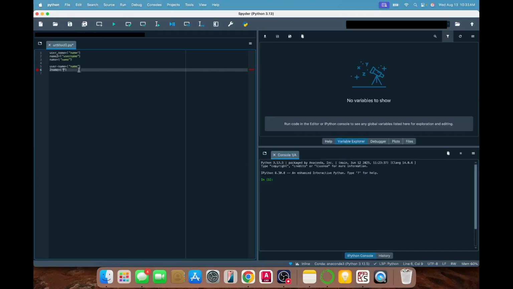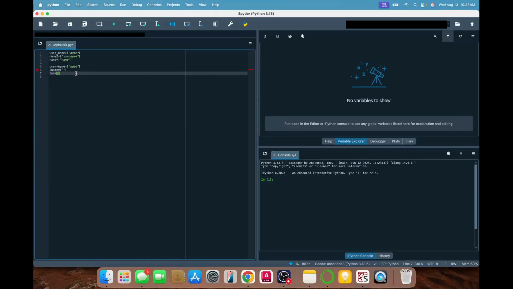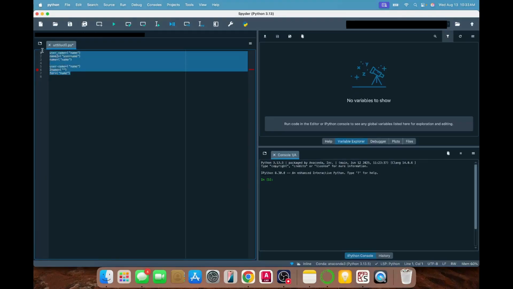Another bad naming rule is if it uses Python keywords, such as for or if. So if it uses for, as you can see, it's purple, so it's a keyword. This would also be a bad naming rule.